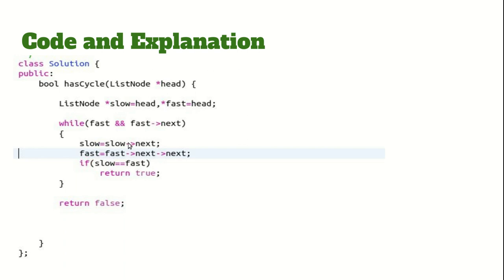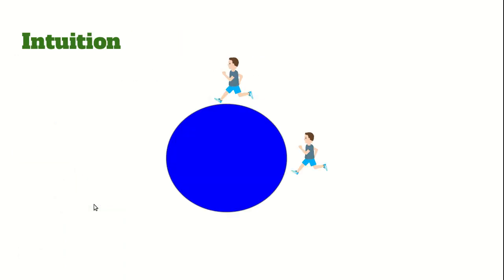And if there is no circular path inside this linked list, then in this case the fast of next becomes null, right? So it will come out of this while loop and will return false from here. I hope you understood the concept and the code as well.